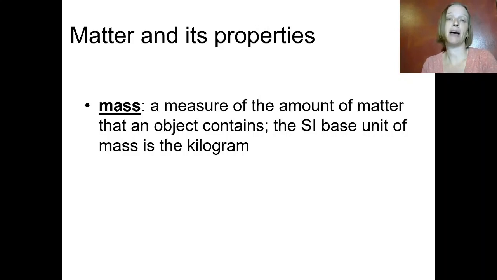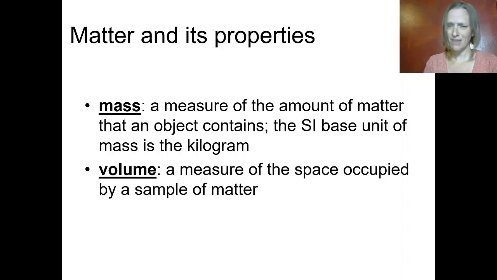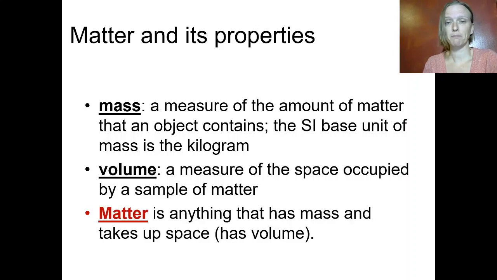First, we need to define mass. Mass is a measure of the amount of matter that an object contains. The SI base unit of mass is the kilogram, as we learned last module. And volume is a measure of the space occupied by a sample of matter. So it's the amount of space that something takes up. Matter is anything that has mass and takes up space. So it has both mass and volume.